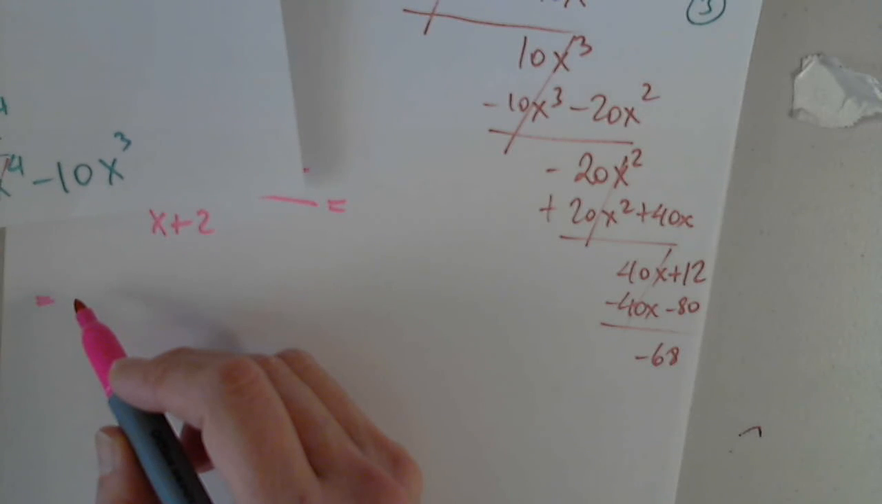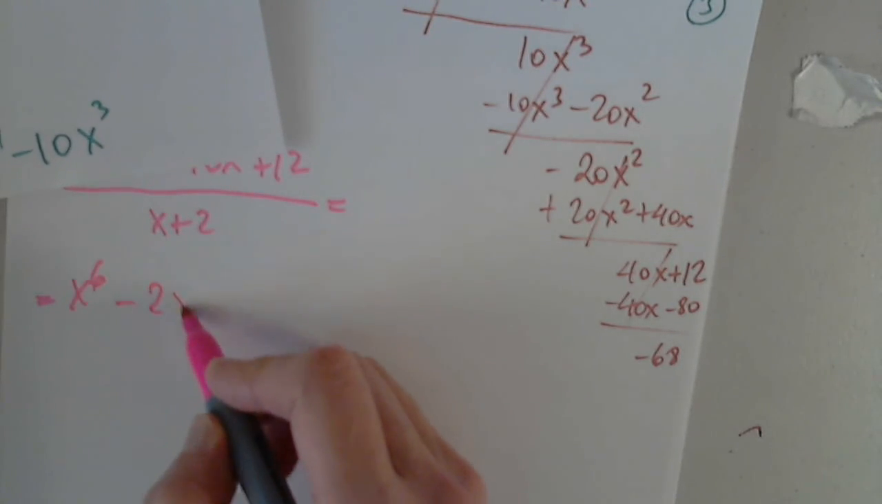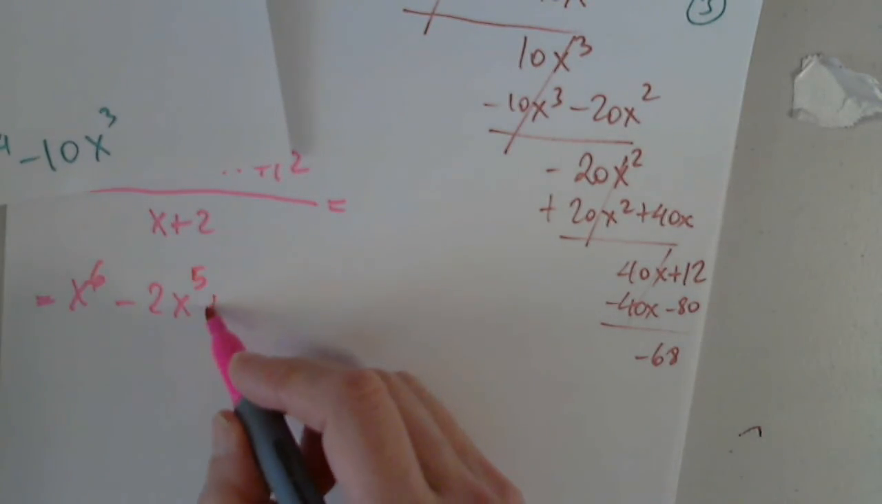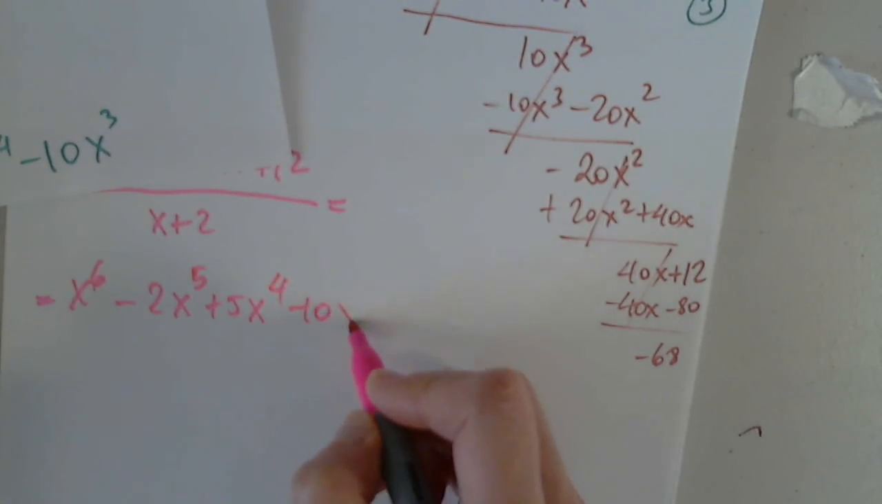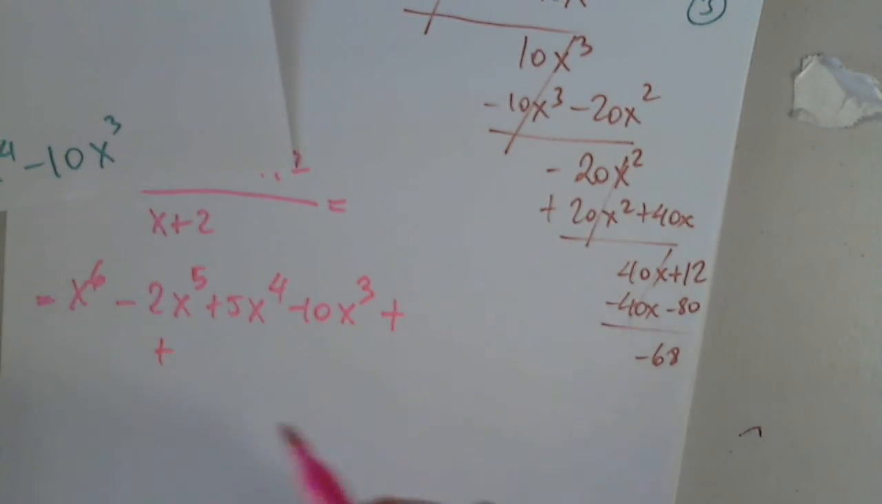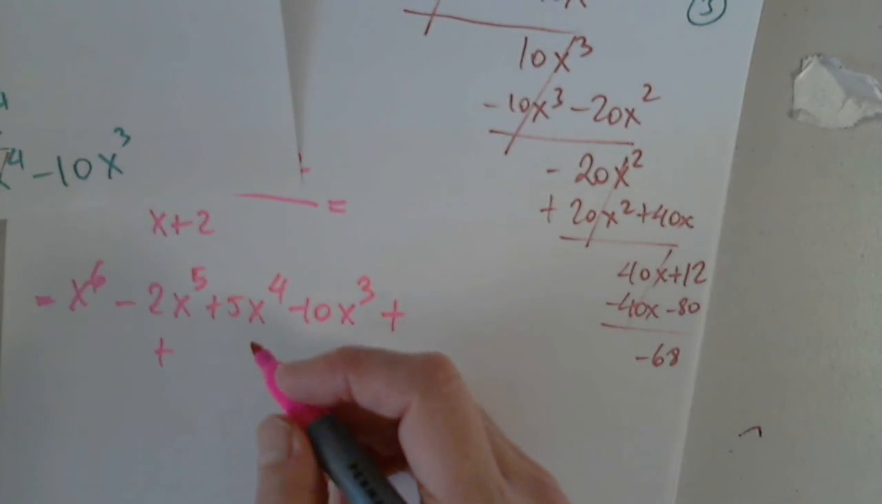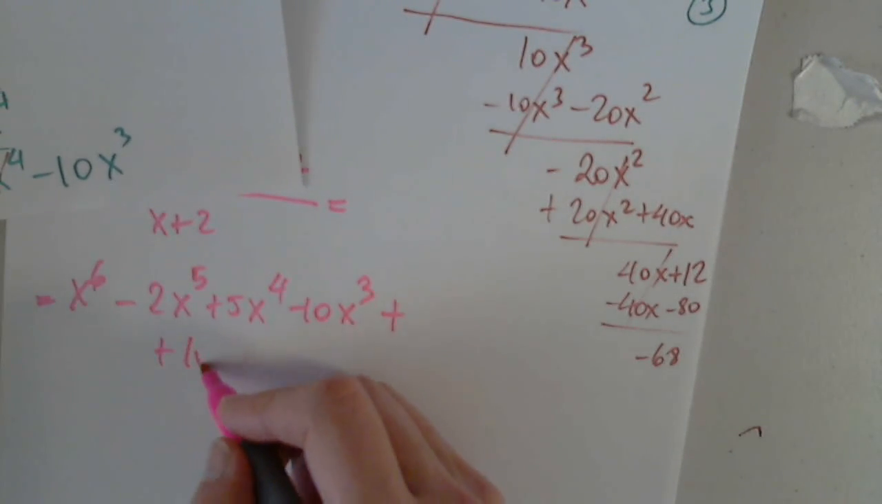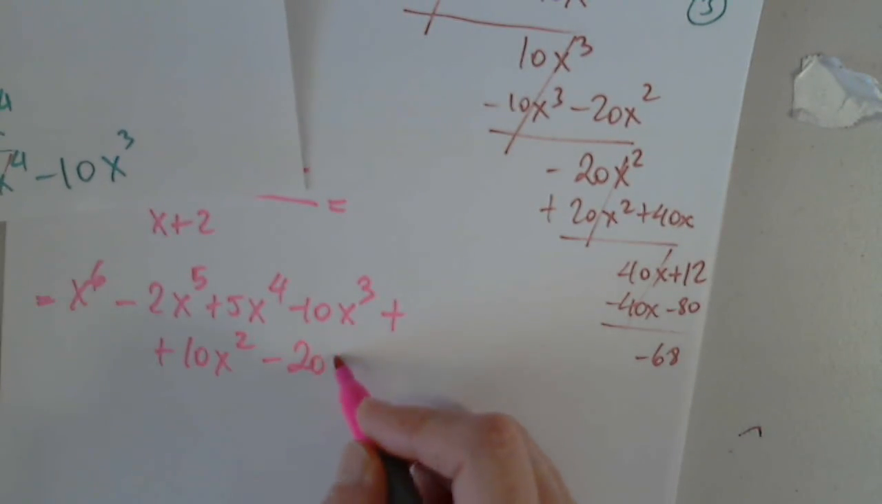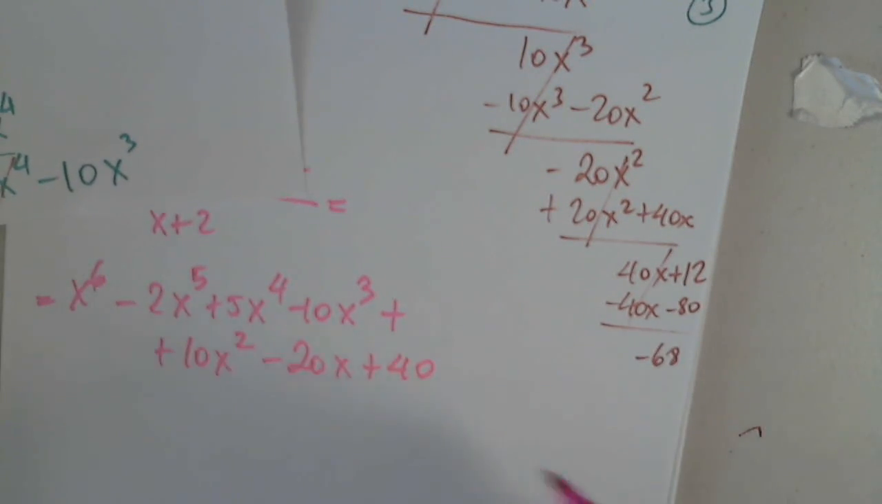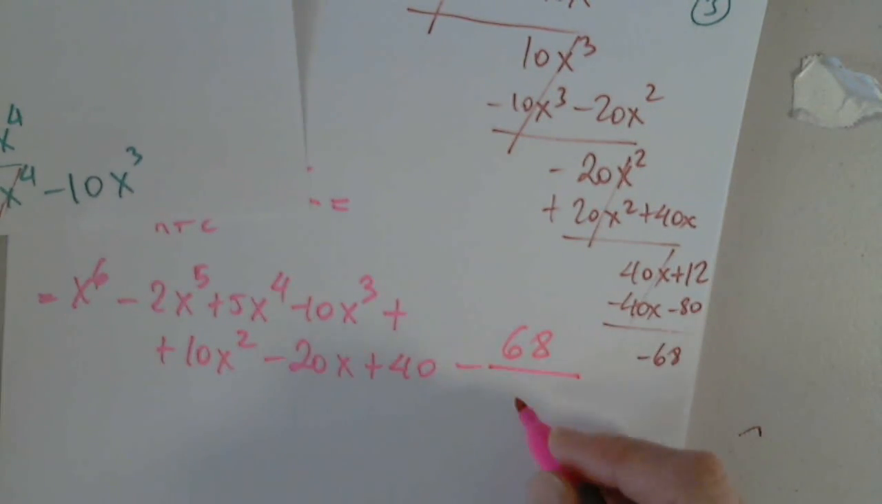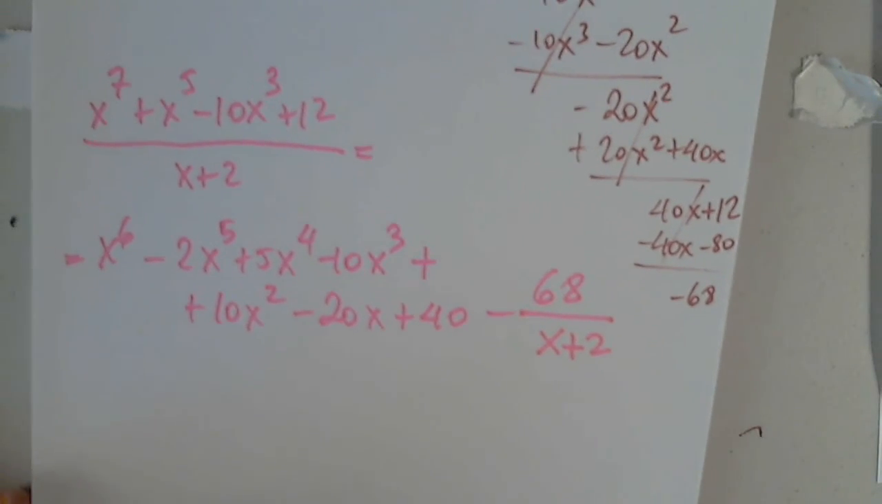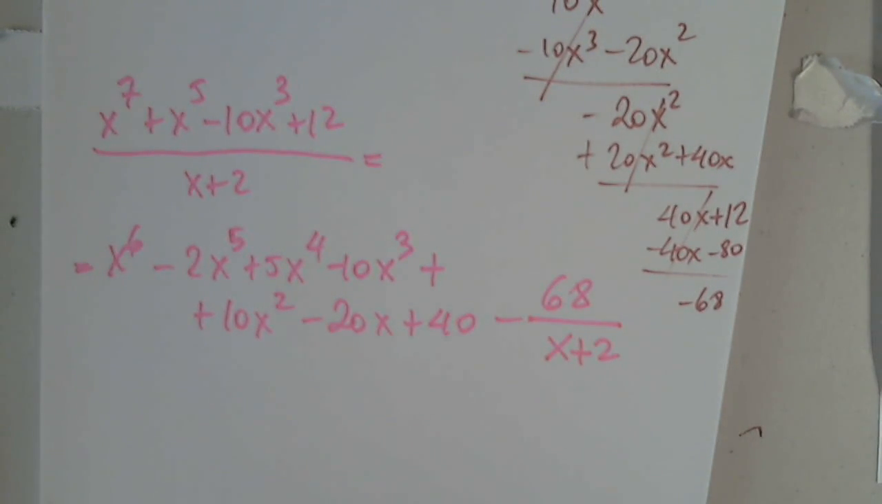Okay, so the answer is x to the 6th minus 2x to the 5th plus 5x to the 4th minus 10x cubed plus. It takes me a page to write the answer. So I'm exaggerating. And then minus 68 over x plus 2. And I'm not going to check.